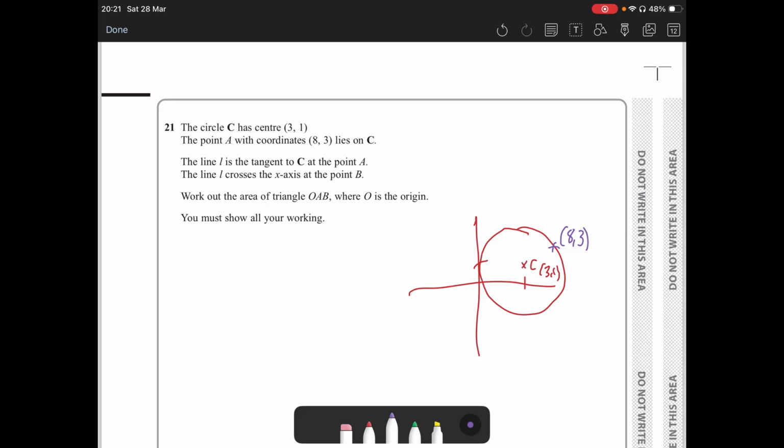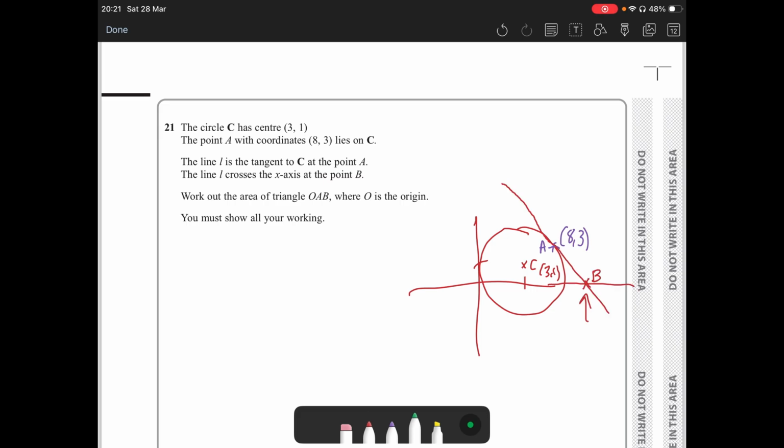So we'll call this point A. And the line L crosses B. So it's got a tangent, and it's going to cross at B. Basically, work out the area of the triangle. All right, so we're going to need to know a few things. The important thing to work out is what is the x coordinate of B.